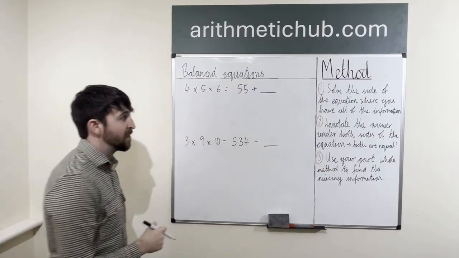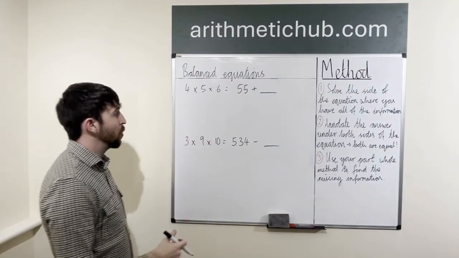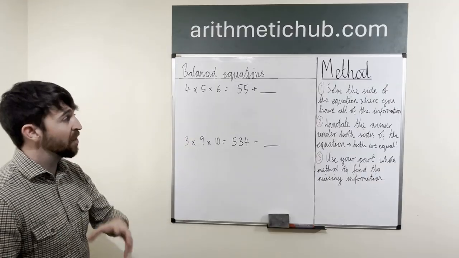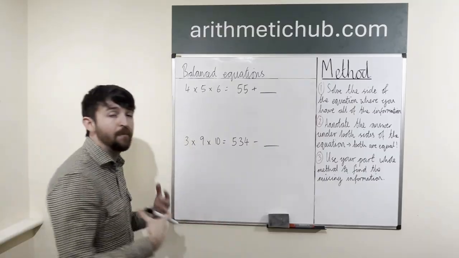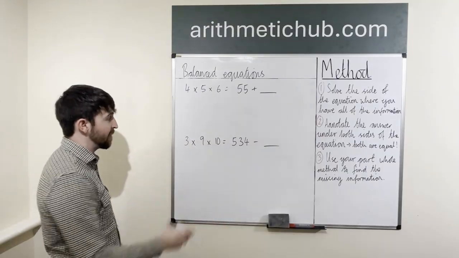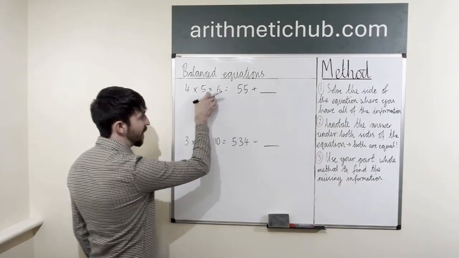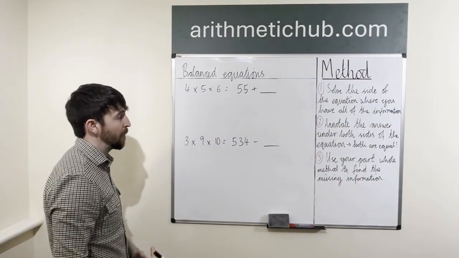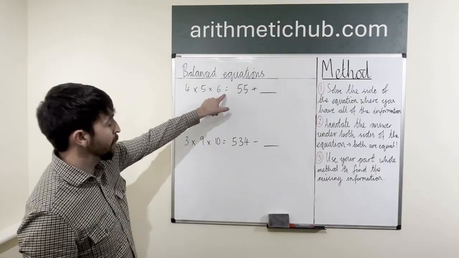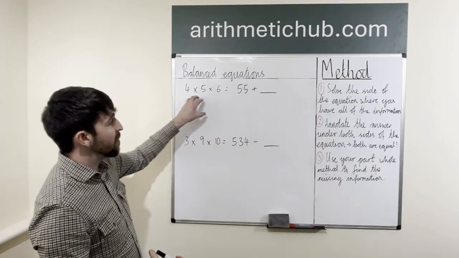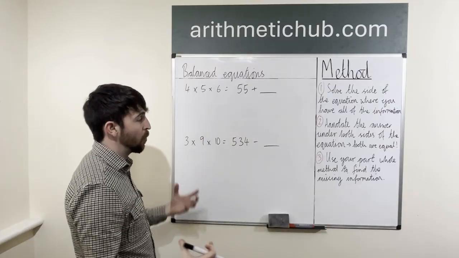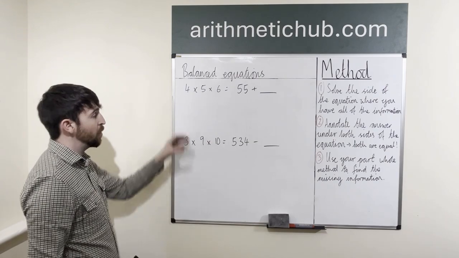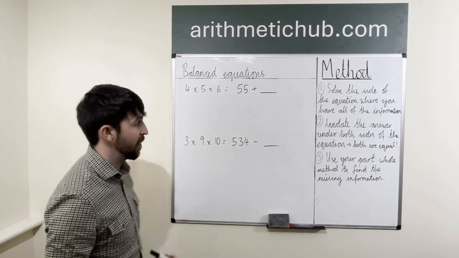The first one says, solve the side of the equation where you have all of the information. For these questions, they're just on the left-hand side here. Sometimes it might be that they're on the right-hand side. It's a balanced equation. So what that means is both of your sides are going to equal the same amount. They both have to make the same answer because the equals means both sides are equal. Both sides have the same value, so they must equal the same thing. So what you're looking to do is make sure that both answers are the same.